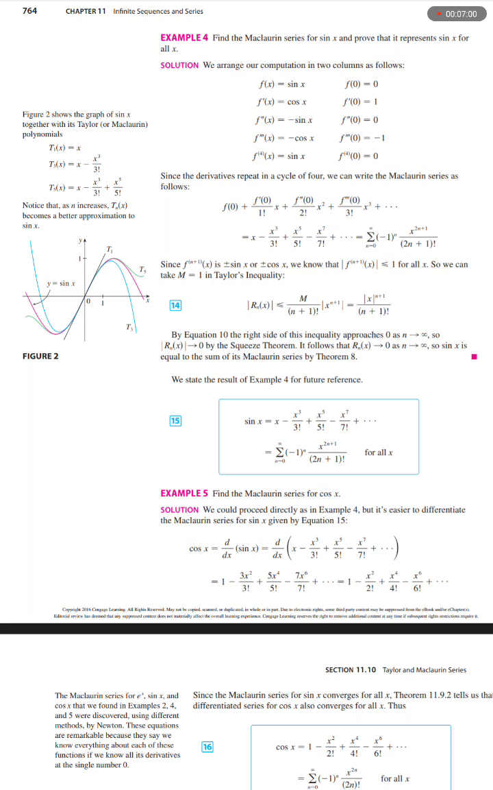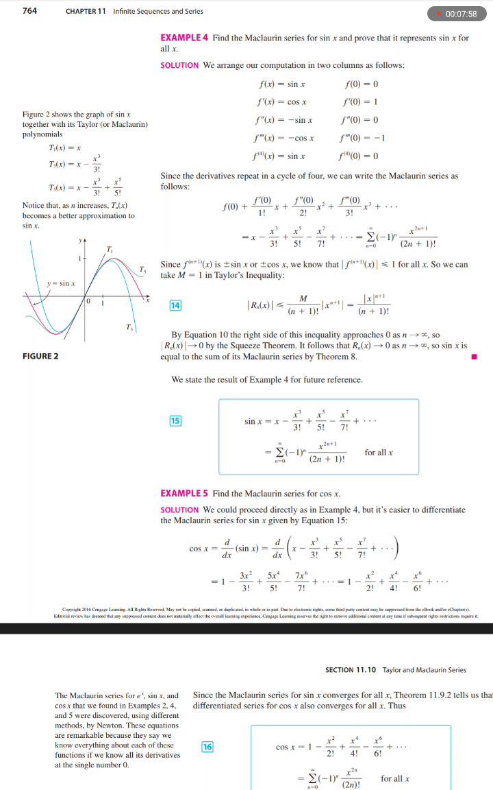The first derivative of f of x equals cosine of x, and the first derivative of f of 0 equals 1. The second derivative of f of x equals negative sine x. The second derivative of f of 0 equals 0. The third derivative of f of x equals negative cosine x. The third derivative of f of 0 equals negative 1. The fourth derivative of f of x equals sine x. The fourth derivative of f of 0 equals 0.